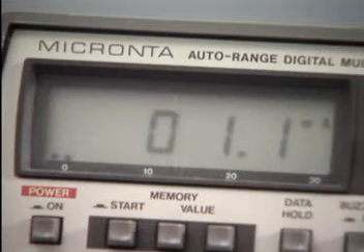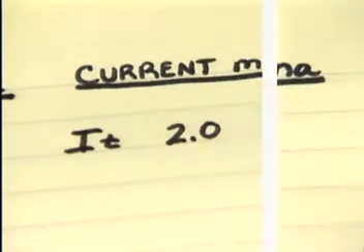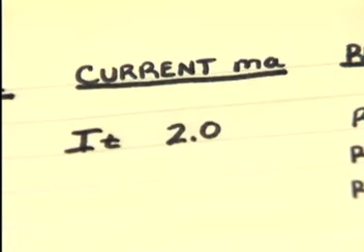Turn on the power supply and look at the ammeter. It's reading 1.1 milliamps. Again, record this on your notepad. Notice the current has again decreased with the addition of the third resistor, from 2 milliamps when 2 resistors were in circuit to 1.1 milliamps, now with 3 resistors in circuit.